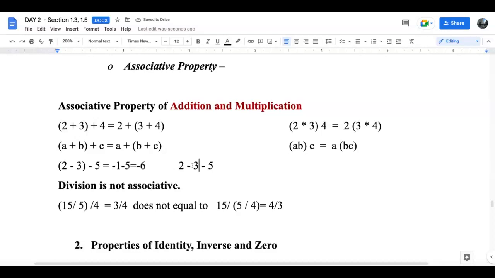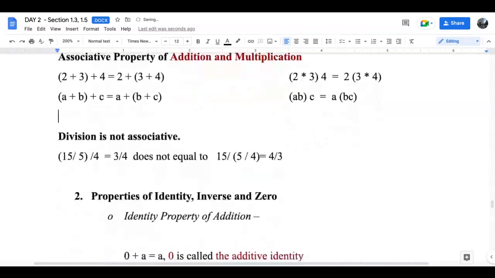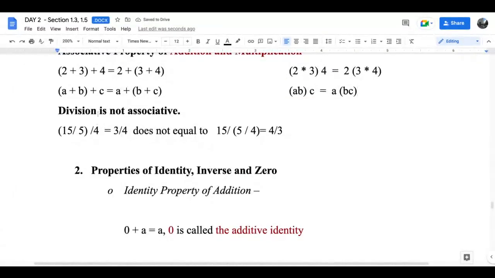I can do 2 minus 3 minus 5, right? If I do these two first, I get 2 minus... oh, you see, this is different. So this one I should put not associative. Division and subtraction are not associative. Okay, so that's for division.